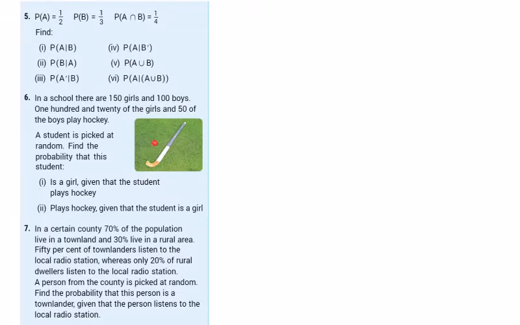So, some videos on conditional probability. We look at question 5 here. We're given the probability of A, the probability of B, and the probability of the intersection. So we can draw that quite easily. So let's have a look here.